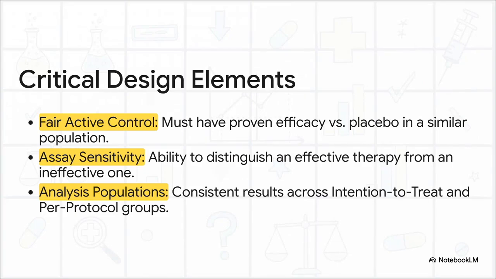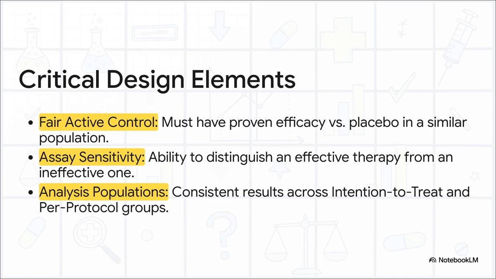First, your active control, the drug you're comparing against, it has to be a fair competitor. That means it needs rock-solid historical proof that it works. Second, your trial needs what's called assay sensitivity. Fancy term, but it just means your trial has to be good enough to tell the difference between a drug that works and one that doesn't.